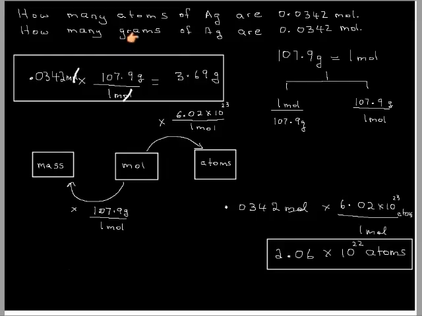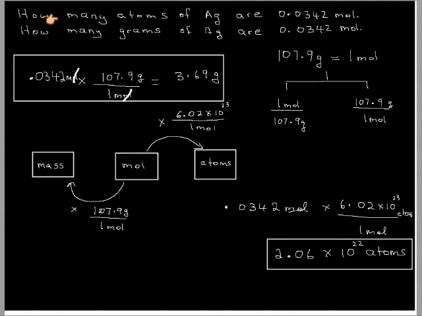We want to figure out the grams from the moles, so we will use this conversion factor where 107.9 grams is in the numerator position. So using the given number of moles, multiply by the conversion factor and crossing out the units, we get 3.69 grams.